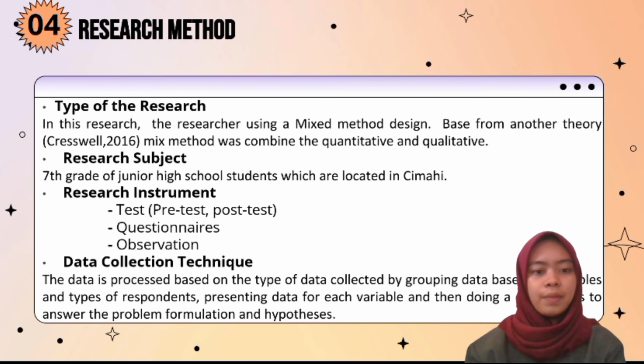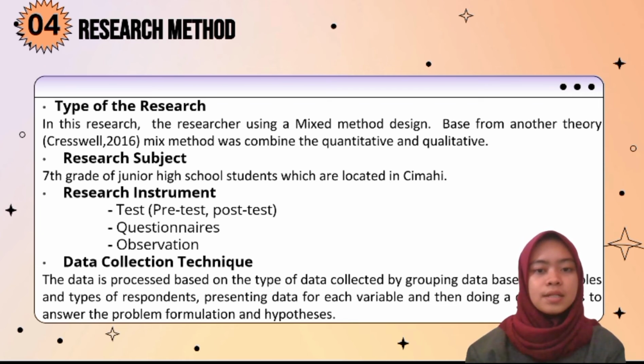This slide is about the research method. In this research, the researchers use a mixed method design. Based on another theory, Creswell, mixed method combines quantitative and qualitative methods. Mixing two methods helps to produce a more complete picture and provides an opportunity for a greater assortment of divergent or complementary views, which are valuable. This research focuses on the explanatory sequential mixed method.